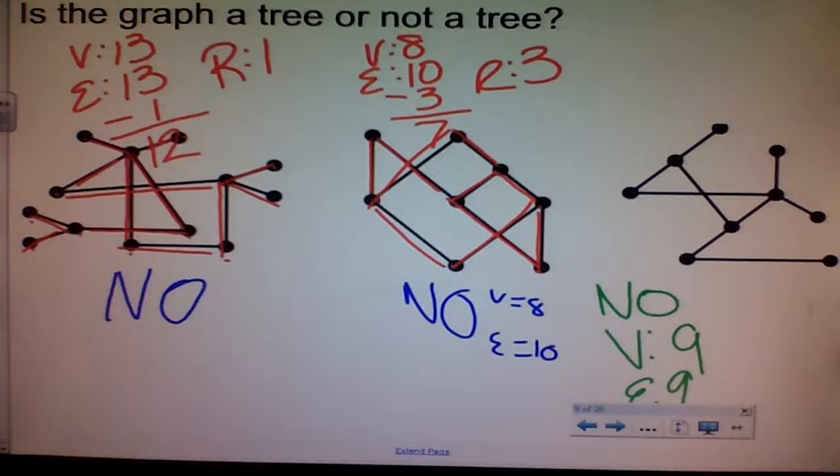But if you can do the formula, so E, take away V, plus 1. 10 minus 8 is 2, plus 1 is 3. It still works. So it's entirely up to you. You're gonna have to find redundancy on your test.